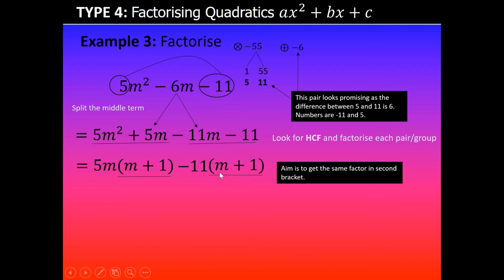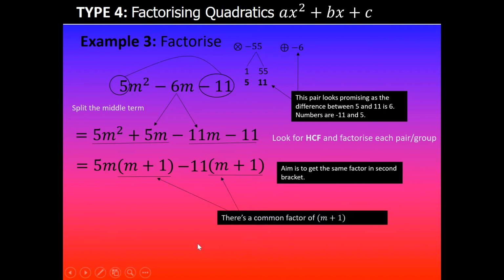So we've got the same factors in both the brackets. So there's a common factor of m plus 1. So what you do then is put that in one bracket, m plus 1, and the remainder, which was 5m take away 11, goes in the second bracket, and then you're done. I would suggest, if you can, pause the video and try this yourself.